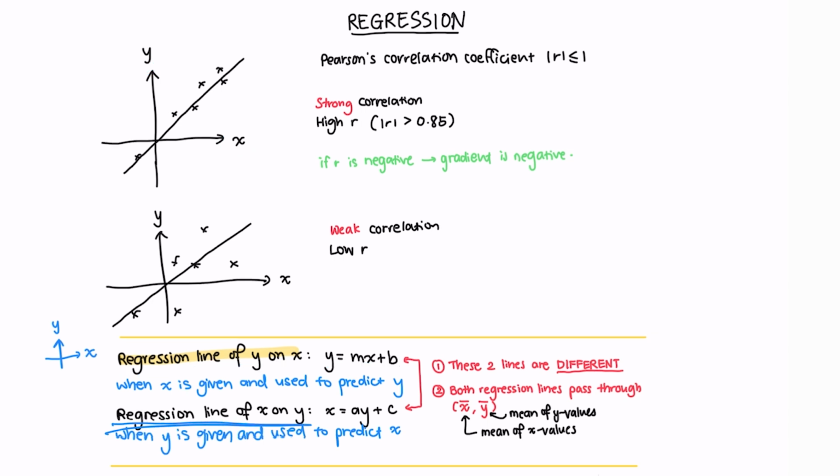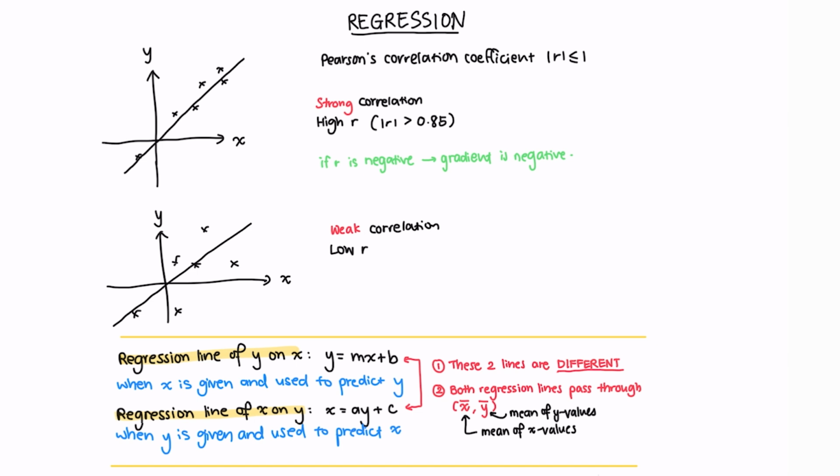However, the regression line of x on y will instead look something like this, where x equals ay plus c. This is when your y is given and used to predict x. So let's say I'm given your amount of tiredness, I can use that to predict your number of hours spent training based on the regression line of x on y. Now what I want you to note is that these two lines are completely different. Even if you use this to try to express x in terms of y, that is wrong. You will not get your regression line of x on y.